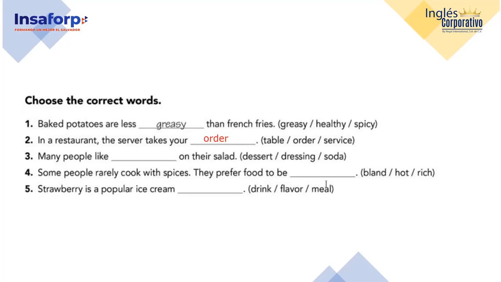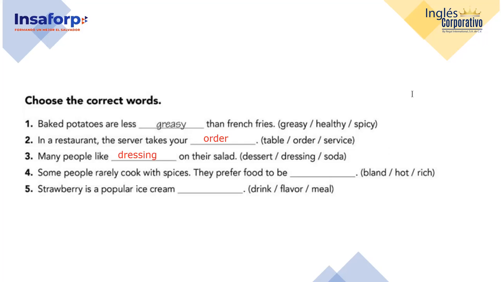Number three, many people like dressing. Exactly right. What is the meaning of dressing? You tell me. A kind of sauce, like sometimes we have ranch and stuff like that. That's the one that we like, I guess, right? Ranch.